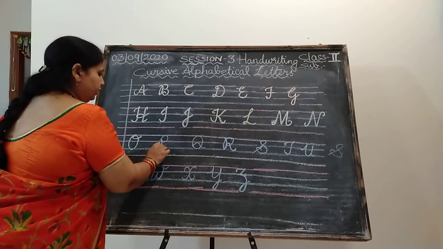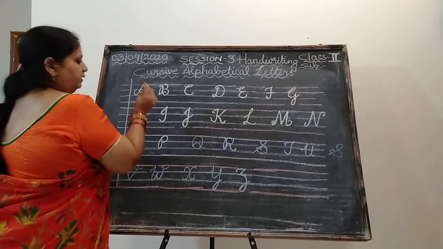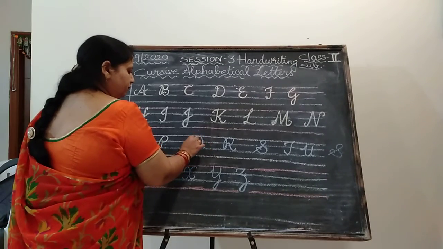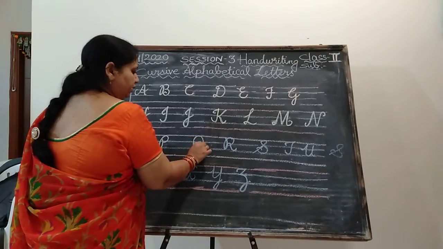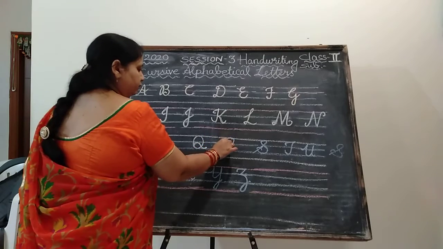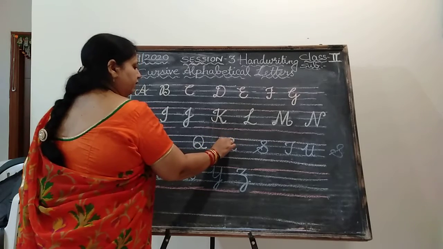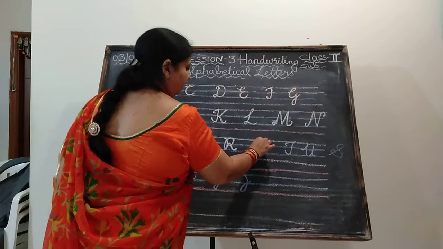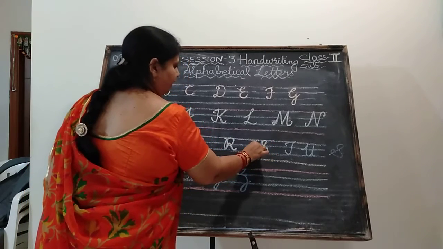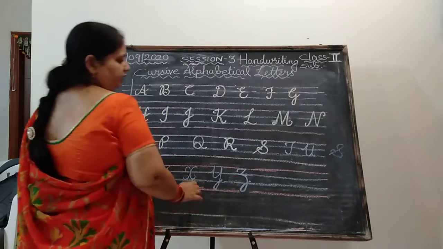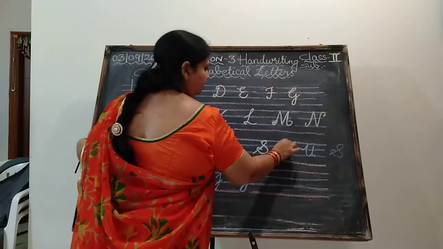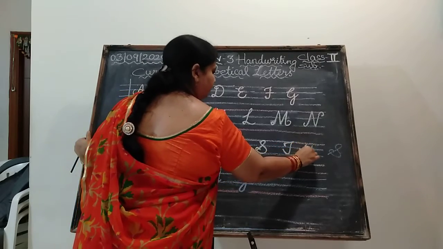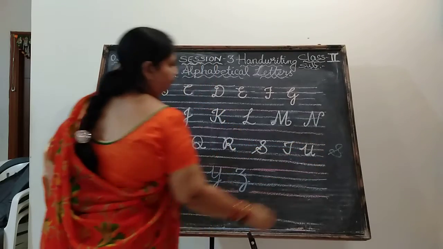O, cursive letter O. Cursive letter P. These are all capital letters. In cursive, we are writing the capital letters. Okay. Q. This is cursive letter R. And this is cursive letter S. Little difficult for you to write S, but I'll show you differently. Okay. See, listen here. This is cursive letter T and this is cursive letter U.